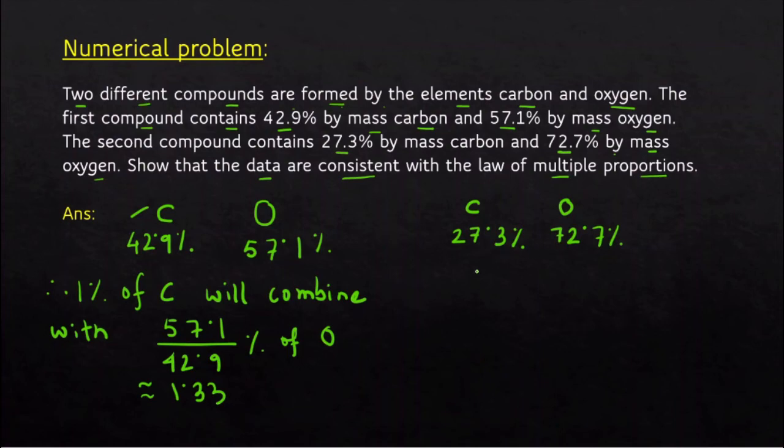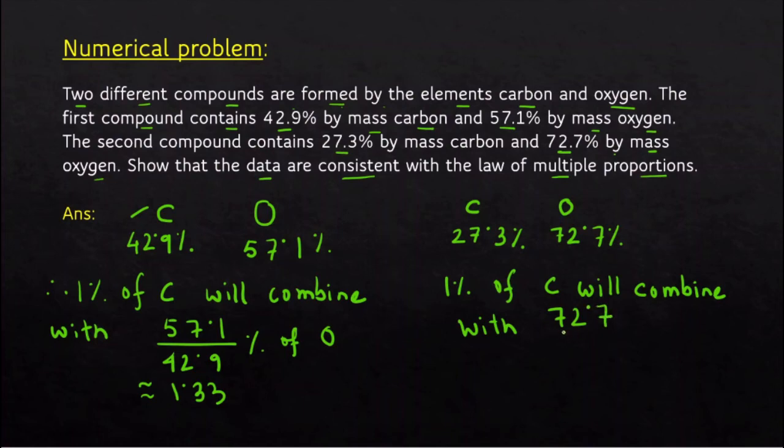Similarly, we have to find out how much oxygen 1% of carbon will combine with. So 1% of carbon will combine with, let's divide 72.7 divided by 27.3% of oxygen. And if we calculate, this is coming approximately 2.66.